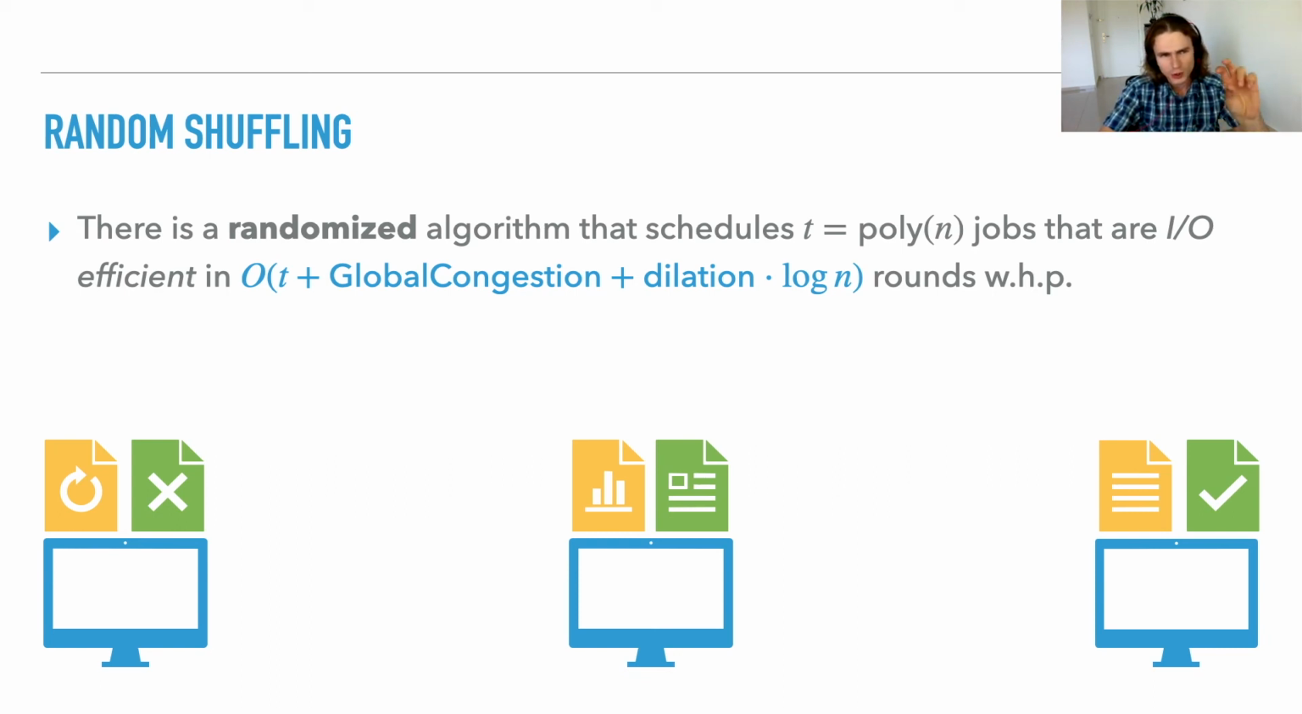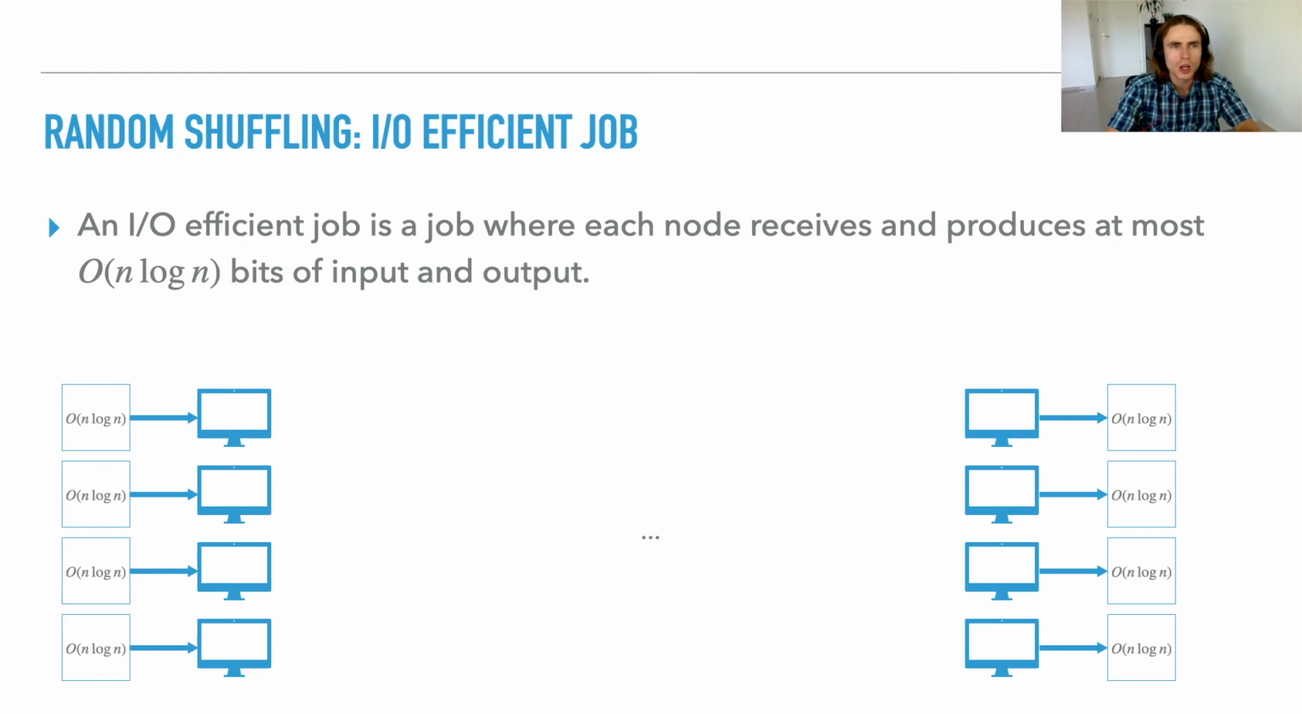We show that if we randomly shuffle the input of each job, denoted by icons of different colors, before the execution, the following execution will take only global congestion plus dilation times log n rounds with high probability. In this algorithm, we also do not assume knowledge of global congestion or dilation of the job set. To do the shuffling and unshuffling efficiently, we assume that input and output for each node is order of n log n bits long.